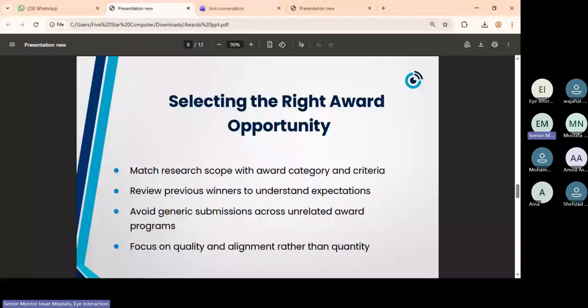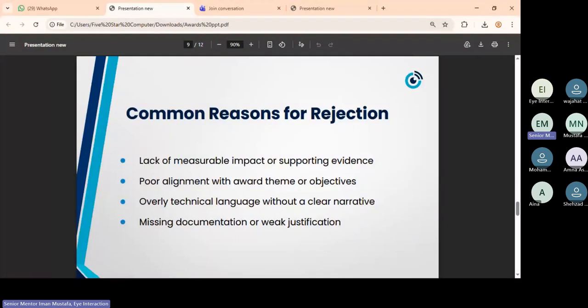Now some common mistakes students may make, and those mistakes can become a reason for their rejection. So what are these mistakes? And please, students, you have to avoid them yourselves. So these are the most common mistakes.